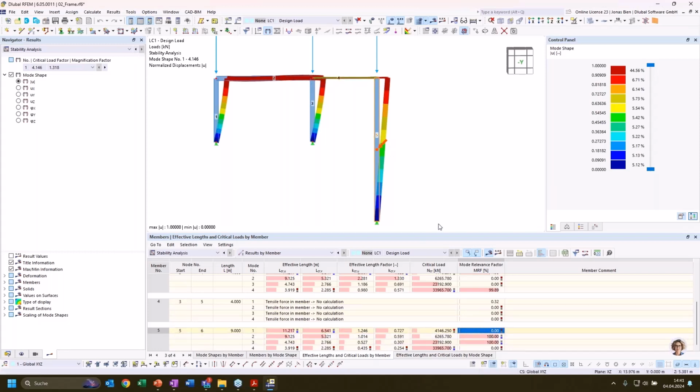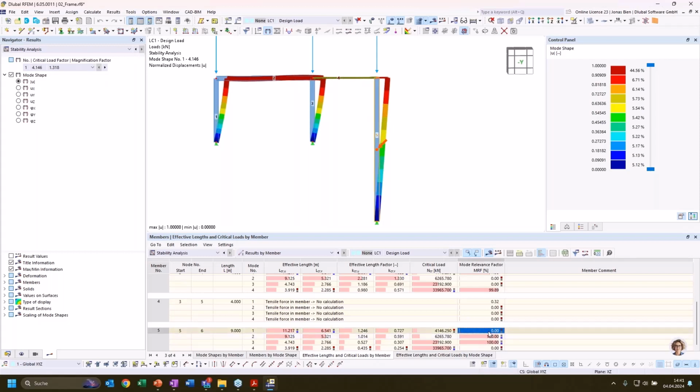But it has no influence on the mode shape that we are investigating, and vice versa. So this member has also no influence on the structural stability of this 2-hinge frame. And if we want to look for a mode shape for this particular member that is relevant for the buckling length determination, we would need to look for mode shapes where our mode relevance factor is higher than some value, maybe higher than 10%, 15%. That's a bit up to engineering judgment, but definitely not 0%.